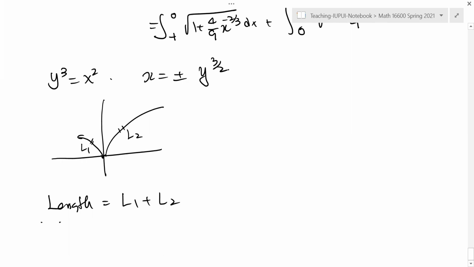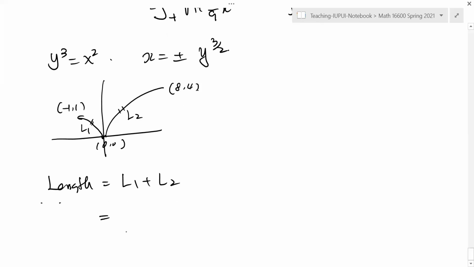You see what is y? When x starts from 0, as both are 0, right? So here's -1 and 1. Here's 8 and 4, right? When x equals 8, y is 4. So the integral for the first one on the left, I think we're going to use a dy.